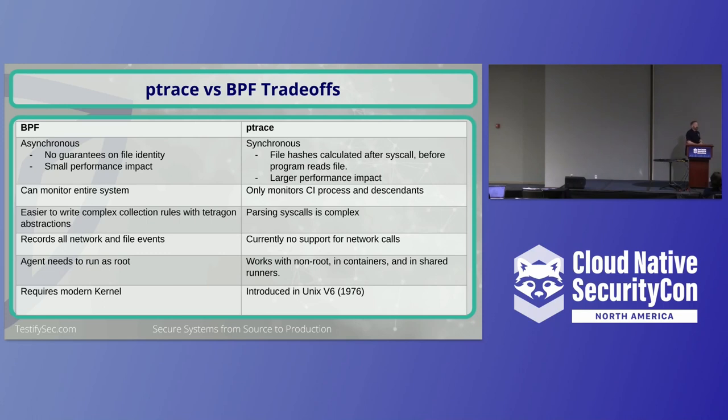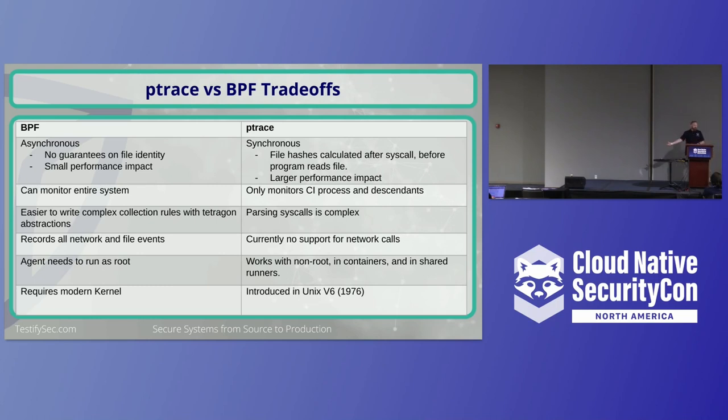BPF can monitor your entire system. With ptrace, we're limited to only monitoring that build process. But also, we don't require root with ptrace. We can run ptrace traces in GitHub Actions on a shared runner. We can't do that with BPF, because we require system-level access to install BPF. With ptrace, the coding part of it is a little bit tougher and more prone to error. With BPF, the abstractions that Tetragon has made have made it very, very easy to implement traces very, very quickly, depending on what your needs are.